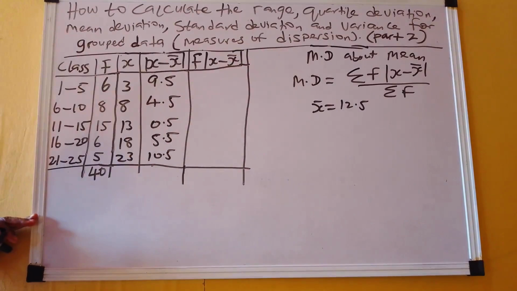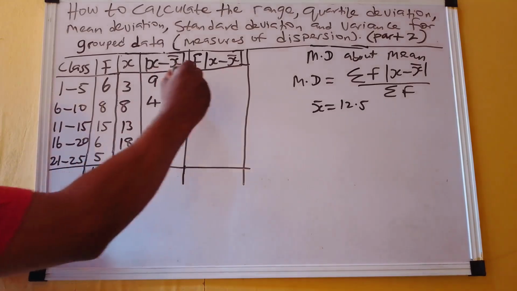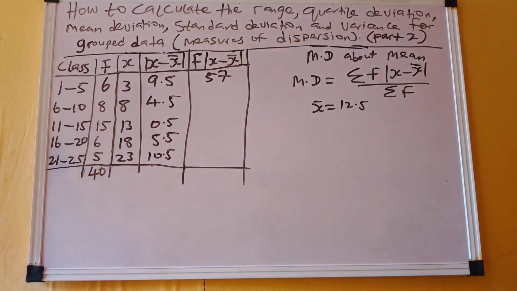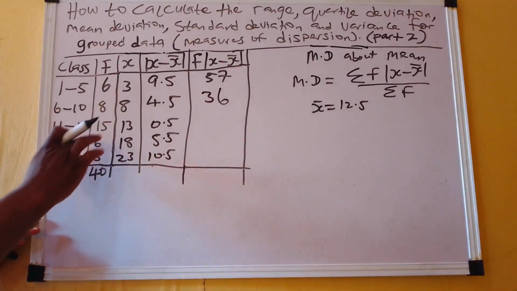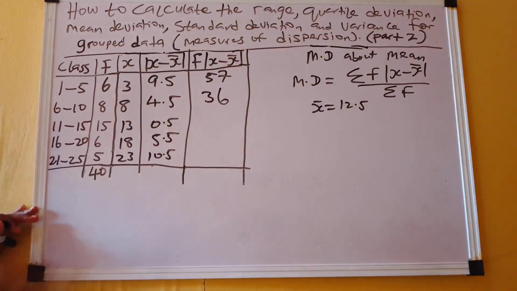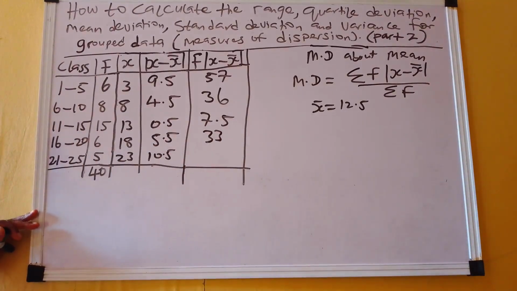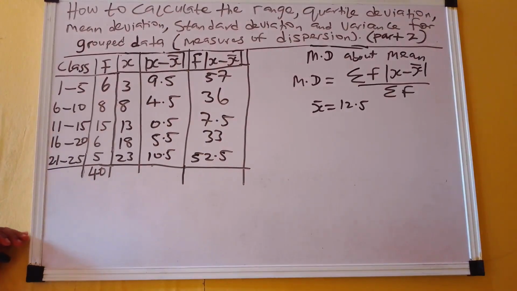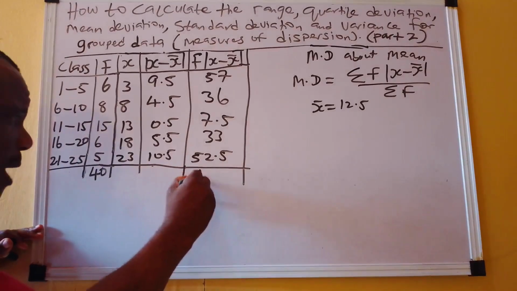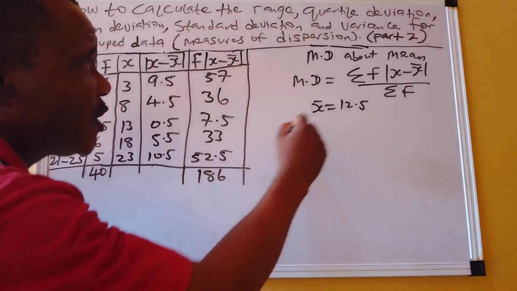So 6 times 9.5 will give us 57. Then the next one is 8 times 4.5, that will give us 36. Then 15 times 0.5, that will give us 7.5. Then 6 times 5.5, that will give us 33. And the last one is 5 times 10.5, that will give us 52.5. You add all these together, 57 plus 36 plus 7.5 plus 33 plus 52.5, you are going to get 186.